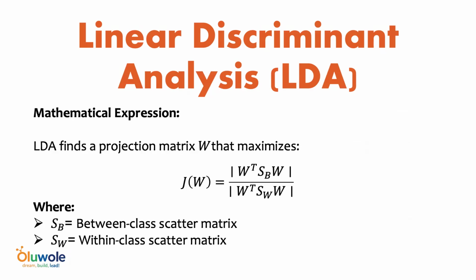Then this is the formula for LDA. LDA finds a projection matrix W, which maximizes what? You can see J of W. You remember our T there, when we were talking about our T. It picks the weight of the principal component. So it takes the between-class scatter matrix and the within-class scatter matrix. That's just as simple as that.